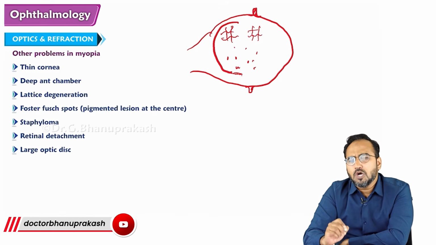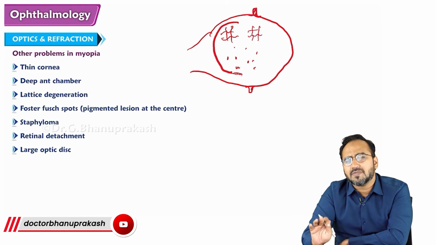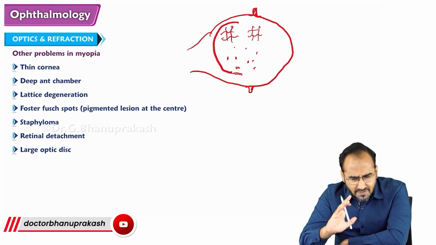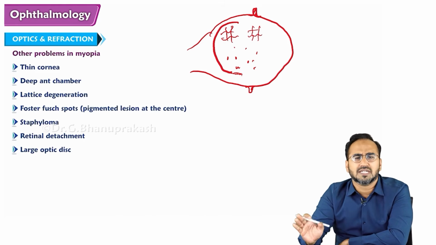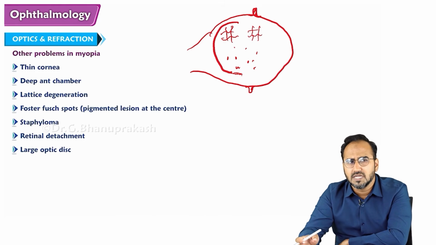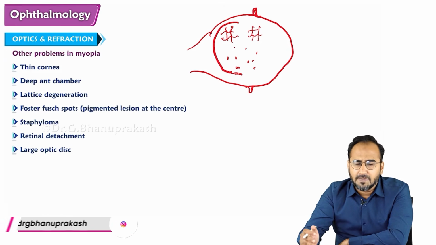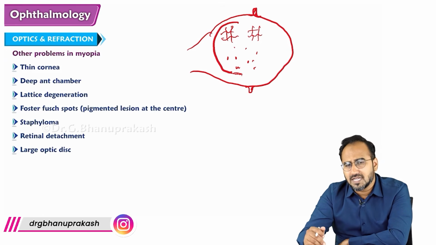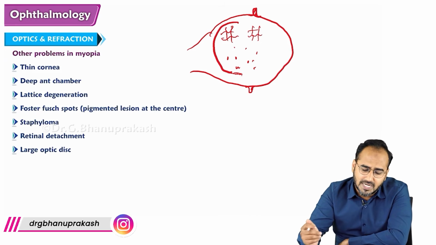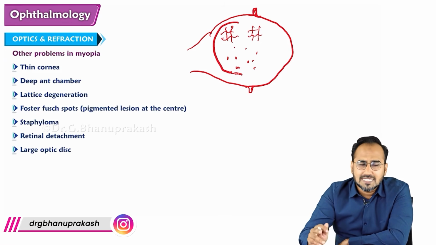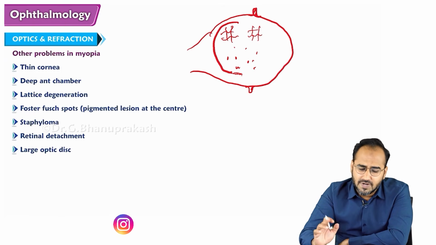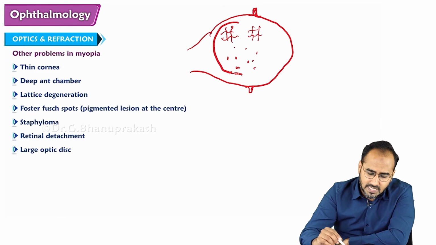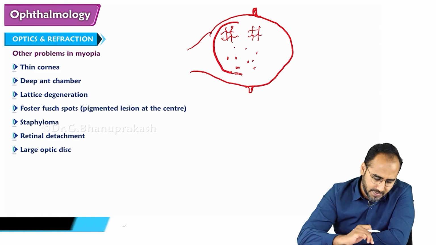So any person who is suffering with myopia, due to the large eyeball, has many problems, guys. They will have a thin cornea, a deep anterior chamber, lattice degeneration, and Foster-Fuchs nodules developing, right? And apart from that, they are at higher risk of developing what? Retinal detachment, and sometimes staphyloma also. These are the things that are seen with myopic patients.